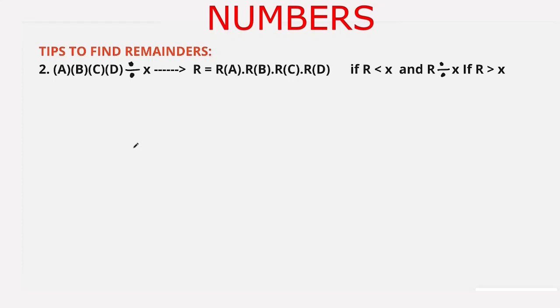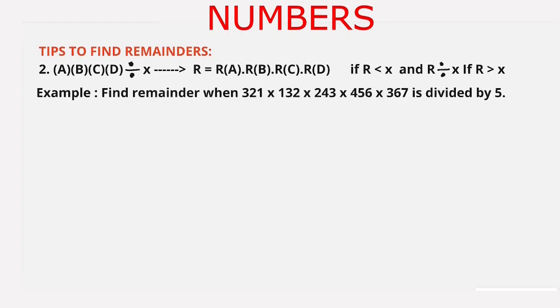We will learn this by one example. The example is find remainder when 321 multiplied by 132 multiplied by 243 multiplied by 456 multiplied by 367 is divided by 5. Now 321 when divided by 5 will give 1, as the ones place is 1. And we know that when any number is divided by 5, we have just to find the ones place divided by 5, and whatever we get, that will be the remainder.